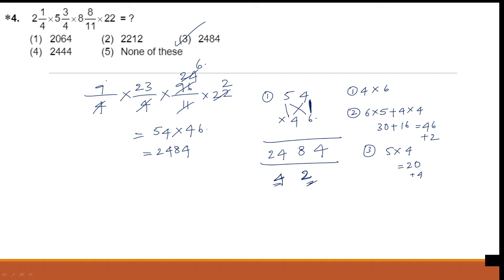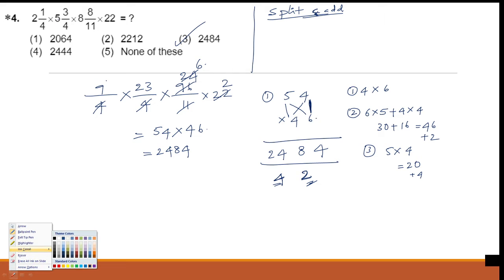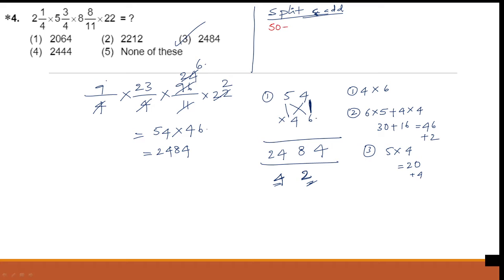Is there another method? Yes, I'll tell you one more method. That is the split and add method. Okay, one second, I'll use a different color. So how to split and add? In the easy way, we can split. 54 can be written as 50 plus 4, into 46. Here 50 into 46 we need to multiply. So that is 50 into 46 plus 4 into 46.